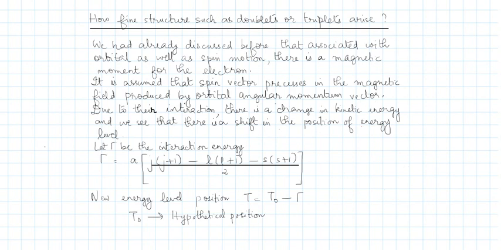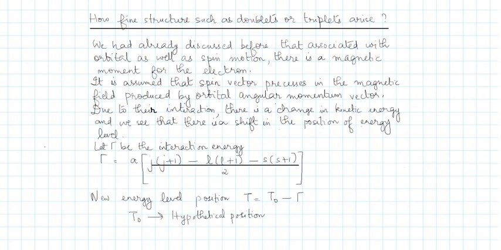And it is assumed that the spin vector precesses in the magnetic field produced by orbital angular momentum vector. And due to this interaction, what happens is there is a change in kinetic energy of precession of spin vector. And when there is a change in kinetic energy, there is a shift in position of energy levels too.